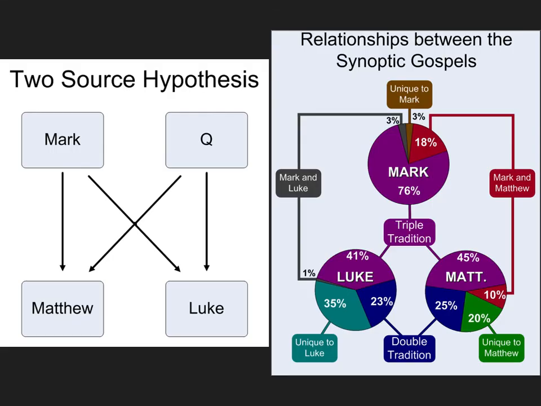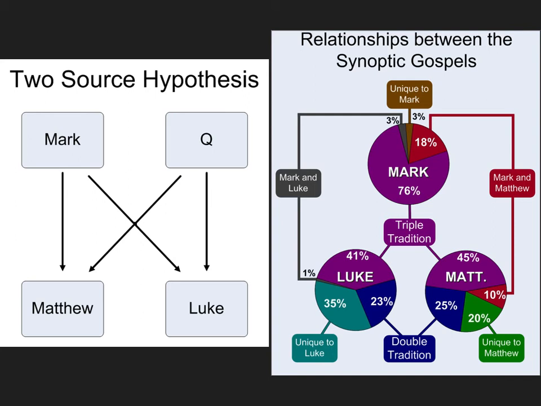So let's back up to these two charts. The two source hypothesis is a hypothesis that when Matthew wrote his gospel, he had at least two sources. He had the Gospel of Mark and the Q source, and he wrote his gospel based on those, and some other information that is unique to Matthew. Luke likewise had a Gospel of Mark and a Q source, and he wrote his gospel. And so where Matthew, Mark, and Luke all agree, this is where Luke and Matthew are using Mark as a source. And where Luke and Matthew agree, this is where they're using Q as a source.